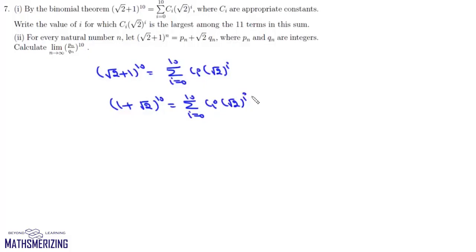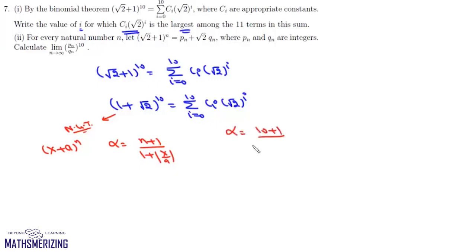Now it says we have to find the value of I for which this term is the largest term among all the 11 terms. So basically we have to find numerically greatest term. Now we have discussed this in one of the previous videos. If we have to find numerically greatest term for x plus a to the power n, we will find some alpha which is n plus 1 upon 1 plus mod x by a. So in this case, if we find this alpha, it'll be 10 plus 1 upon 1 plus, now x is 1 and a is root 2.